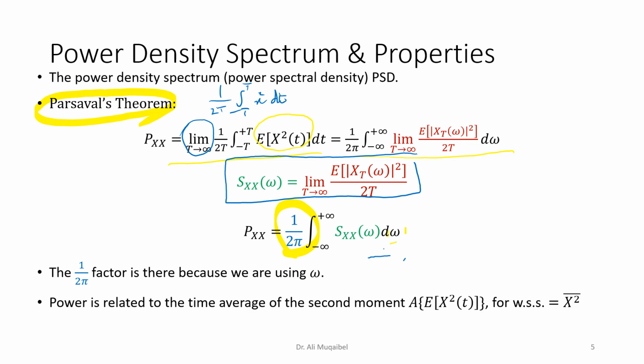Before we conclude this slide, recall that the power is related to the time averages. So if your process is wide sense stationary, the time dependence will cancel out and we get x squared bar, or the average of the square of the signal. As you can see here, this is the general form, and if you have wide sense stationary, the time factor will drop.